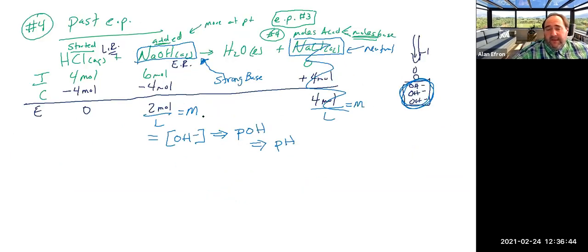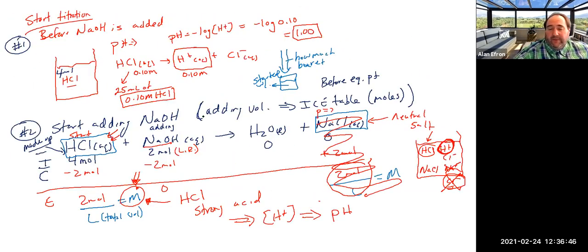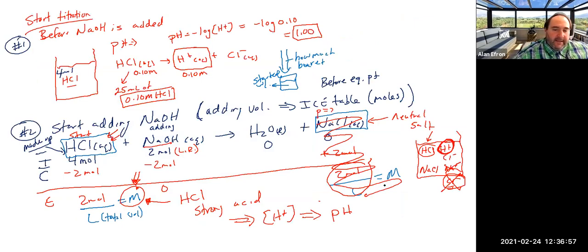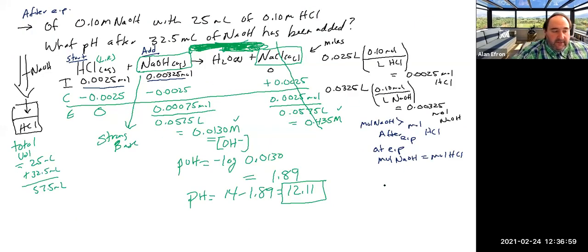Any questions on that calculation? We could see how we did. We were at 32.5, which is here. We ended up at 12.11-ish. So that makes sense. At least we're in the middle there. That's pretty good. Any questions on that calculation or this type of titration? Again, you do need to be able to calculate the pH anywhere along the curve. Any questions on any part of that?